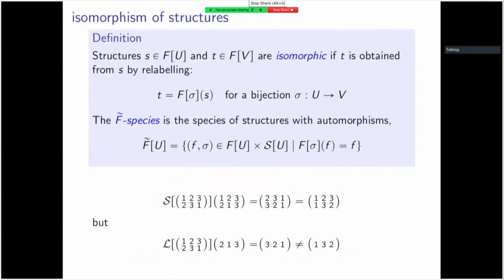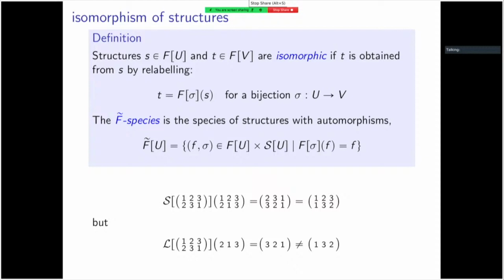And if I have a new mathematical structure, I may also want to say when two things are the same. This is actually something useful. We say two structures are in the same species, so F is my species, two structures S and T are isomorphic if they are obtained from each other by relabeling. And here you see why the species of permutations and the species of linear orders are somewhat different.